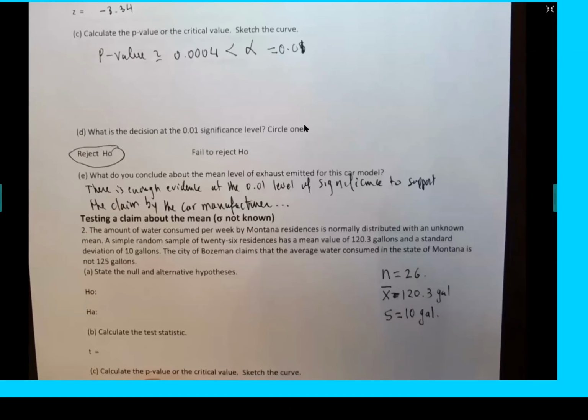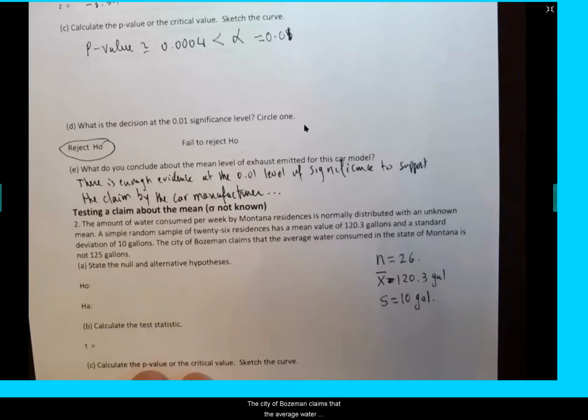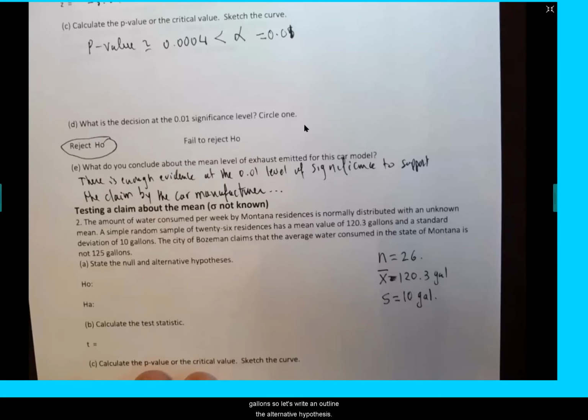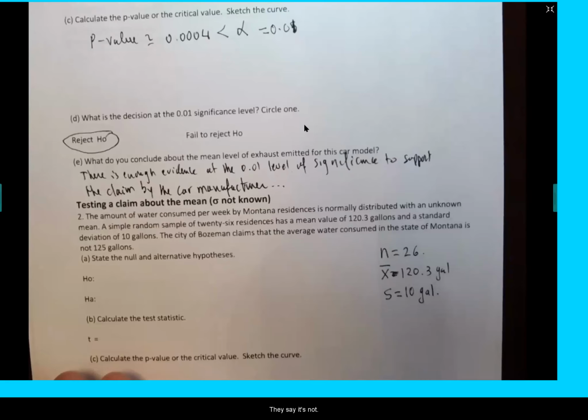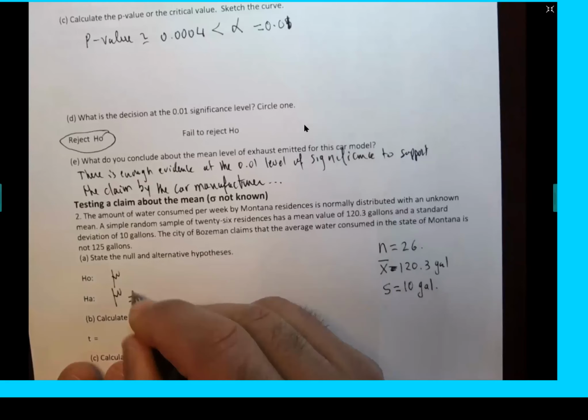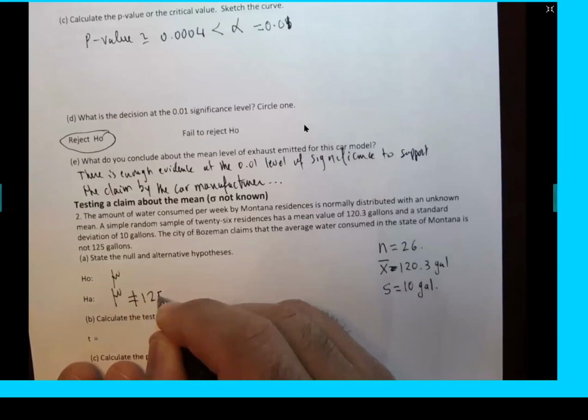Gallons. The city of Bozeman claims that the average water consumed in the state of Montana is not 125 gallons. So let's write the null and the alternative hypothesis. Okay. Mean, they say it's not 125. So that will be it right here. That's the claim.